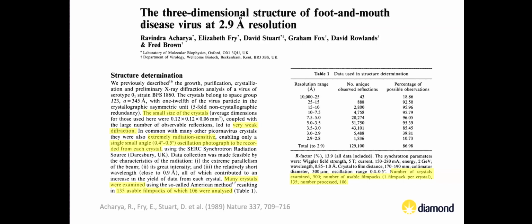So they comment on how they had problems with the particularly small size of the crystals, at least by the standards of the day, which led to very weak diffraction. And if you think back to Graham's talk, you can see why that is. And also because they had large unit cells and so on. The crystals were particularly radiation sensitive, so they had to be careful of radiation damage, and so they were only able to take a single small oscillation shot per crystal. So in total they had to examine over 500 crystals, of which I think they were eventually able to process 106, contributing to the final data set. So that was very much a multi-crystal example.